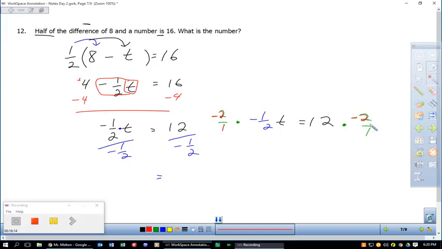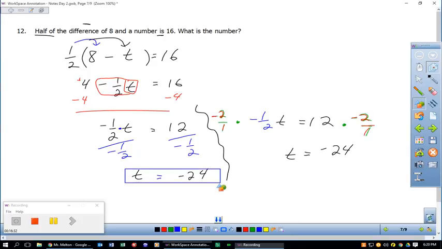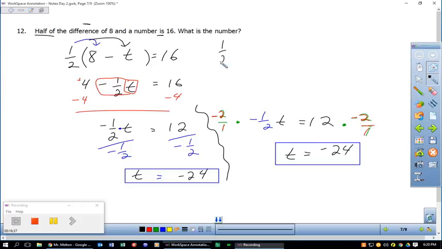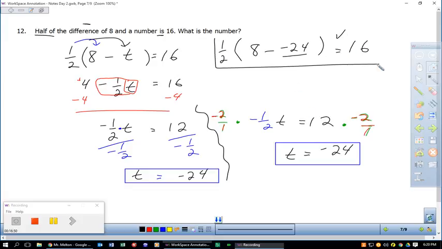Alright, so if you do either one of those, so here you get negative 24. Over here, you get negative 24/1, which is just negative 24. So either way, you get the same answer. So it doesn't matter which way you do that. Now, I will go back and plug this in, though. 1/2 of 8 minus negative 24, because that was our solution, equals 16. This is positive 32. Half of 32 is actually 16, so it does check out.